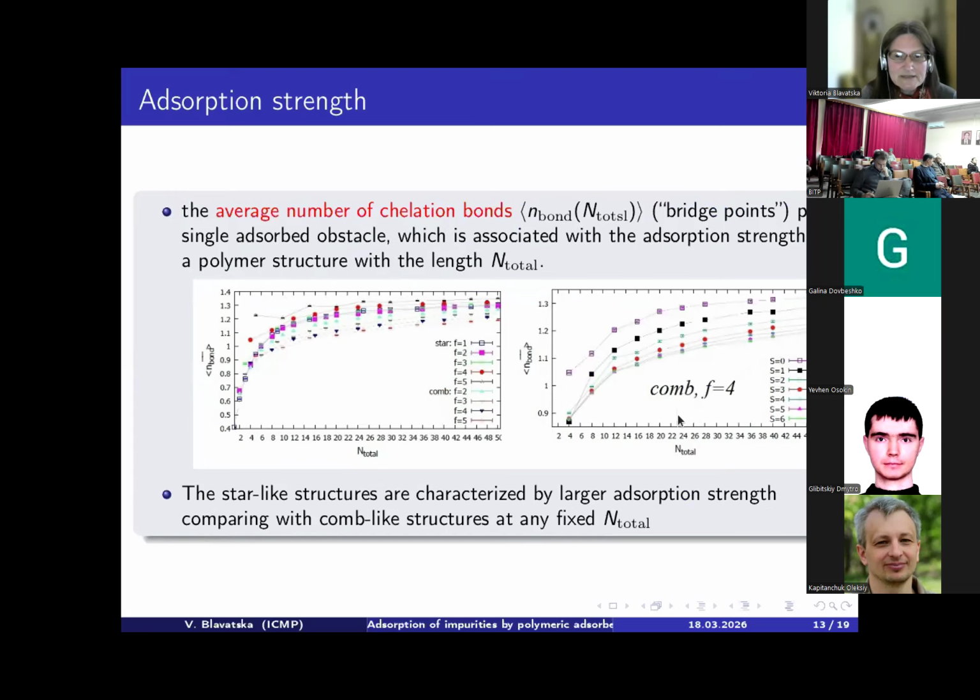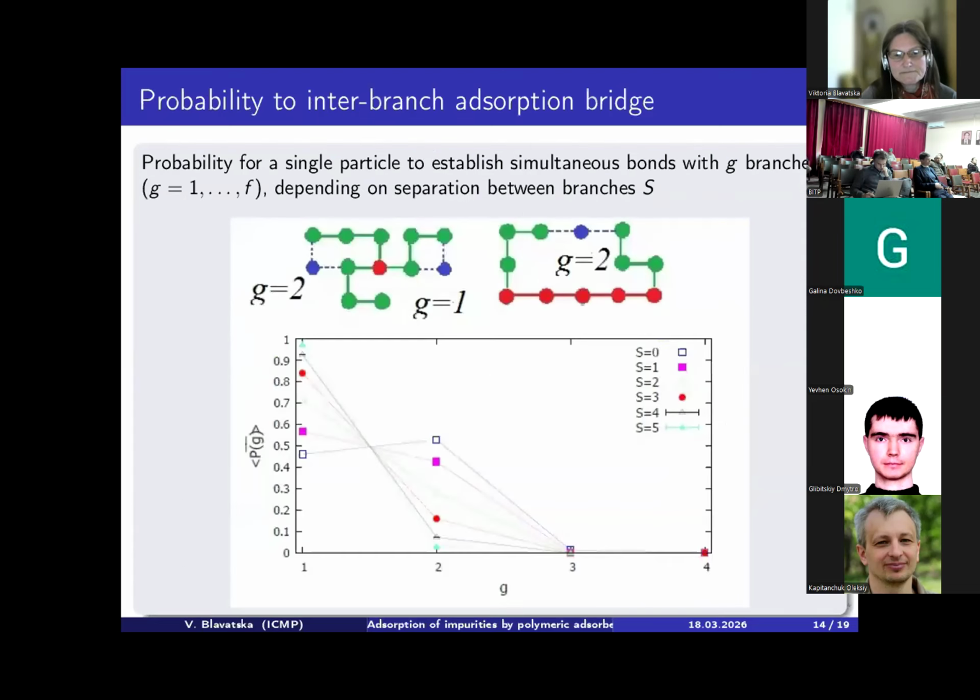It is actually maybe to understand in more details why it happens like that. Let us consider another interesting process here. Let us evaluate the average number of these adsorption bridges between different chains, different grafted chains.